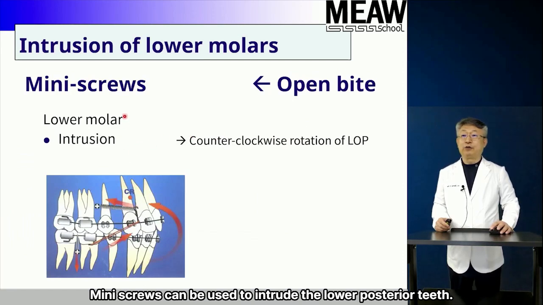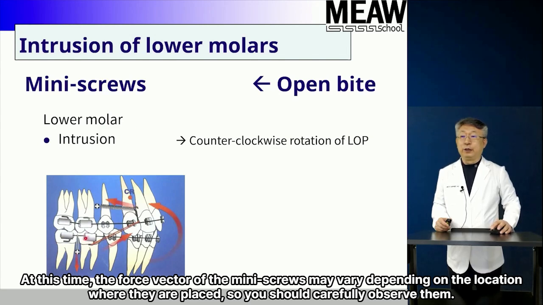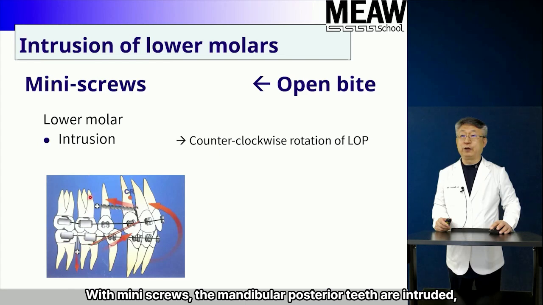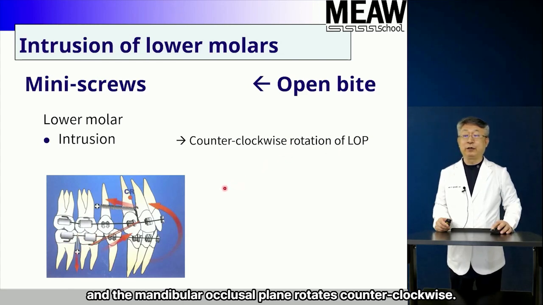Mini screws can be used to intrude the lower posterior teeth. At this time, the force vector of the mini screws may vary, depending on the location where they are placed, so you should carefully observe them. With mini screws, the mandibular posterior teeth are intruded, and the mandibular occlusal plane rotates counterclockwise.